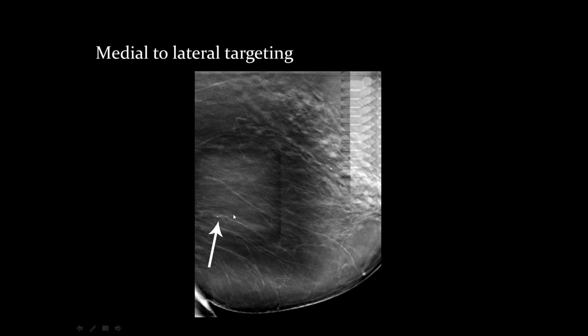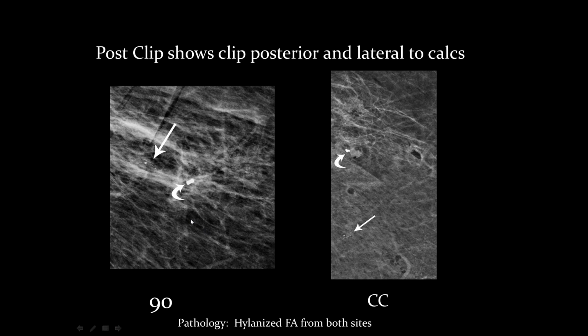So we target them and we're tomoing from medial to lateral in this instance, okay? And we identify the calcium. Here it is within the box. We identify the calcium. Everybody's happy. We're going to do our biopsy. And then we check our clip. And look what happened. Here's our clip.